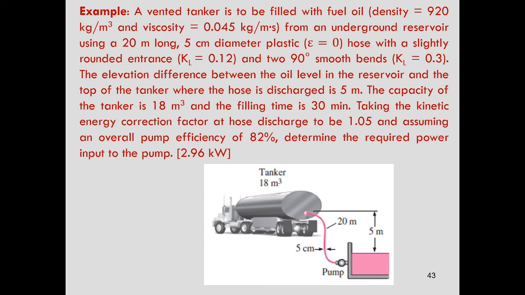A vented tank is to be filled with fuel. Density is 920 kilogram per meter cube and viscosity is 0.045. From an underground reservoir using a 20 meter long, 5 centimeter diameter plastic hose, epsilon is equal to zero, with a slightly rounded entrance. It's given the KL for the entrance is 0.12 and two 90 degree smooth bends, KL is equal to 0.3. So there are two bends, each 0.3. So for the bends it is 2 times 0.3.